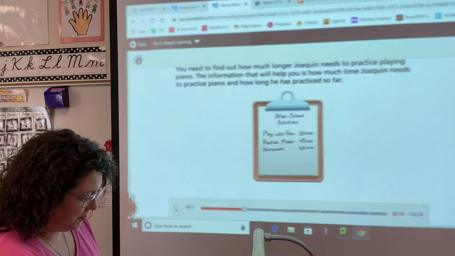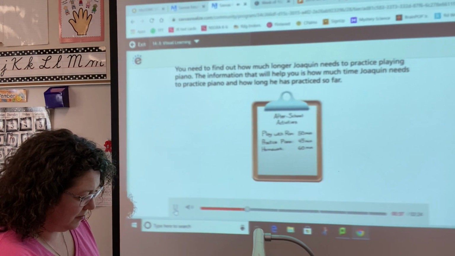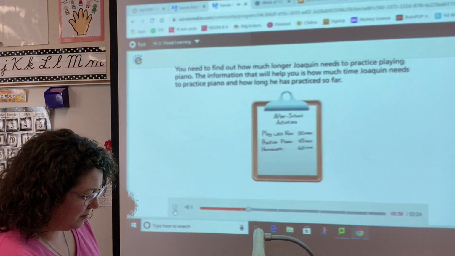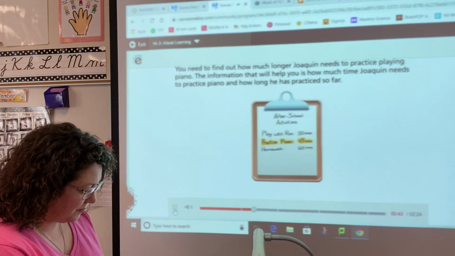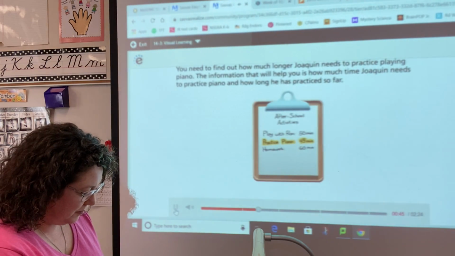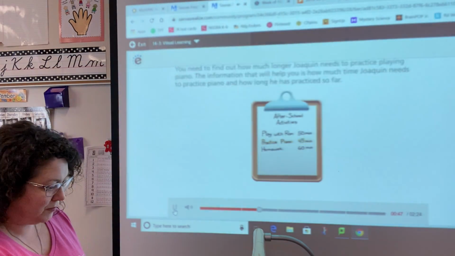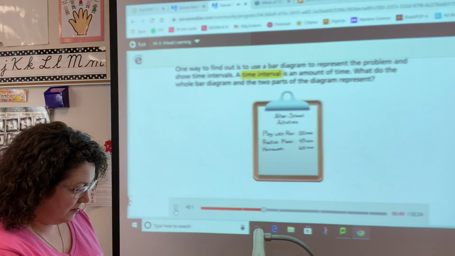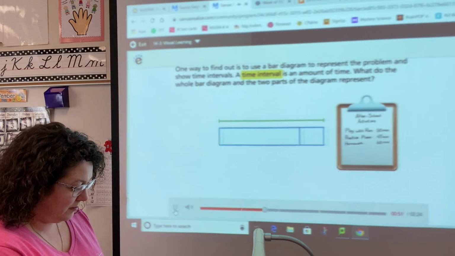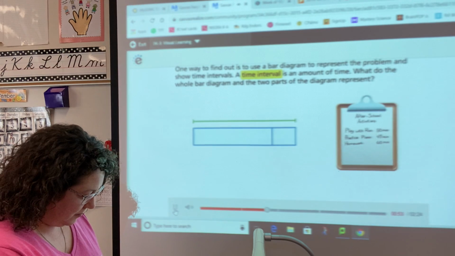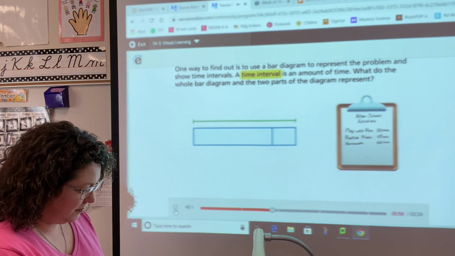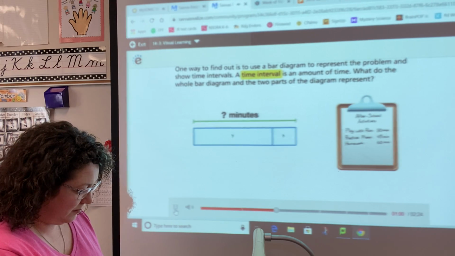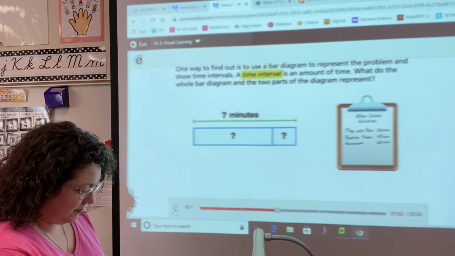You need to find out how much longer Joaquin needs to practice playing piano. The information that will help you is how much time Joaquin needs to practice piano and how long he has practiced so far. One way to find out is to use a bar diagram to represent the problem and show time intervals. A time interval is an amount of time. What do the whole bar diagram and the two parts of the diagram represent?